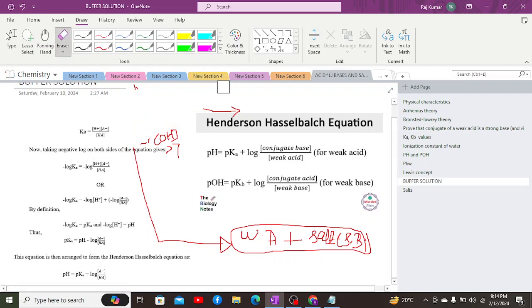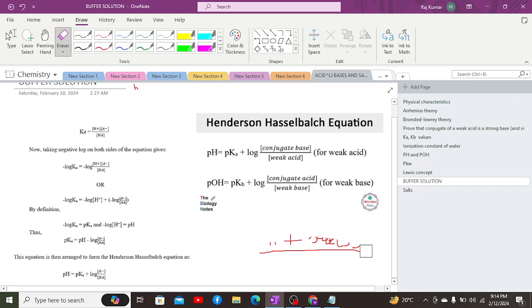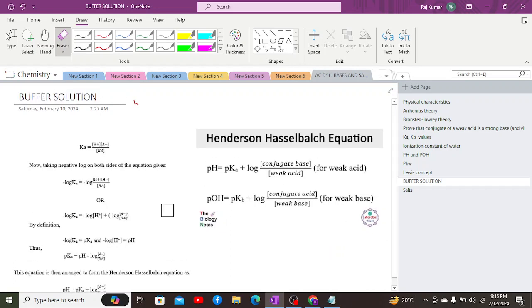Now, why are we utilizing its salt? The reason is that the salt as well as the acid will have the common ion present within them, and that common ion will tend to prevent a change in pH whenever there is an addition of protons or OH ions.